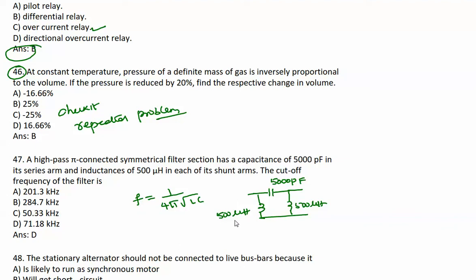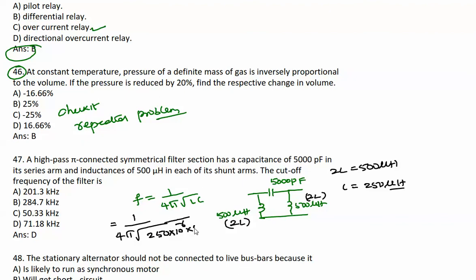As per the formula, this is 2L and this is 2L. So if the value of 2L is 500 microhenry, the L value is 250 microhenry. Now substitute the value here: 1 by 4 pi, here the L value is not 500, it is 250 into 10 power minus 6, into the C value, which is 5000 into 10 power minus 12. If we solve it using a calculator, we will get the answer as 71.2 kHz. So D is the right answer for this question.